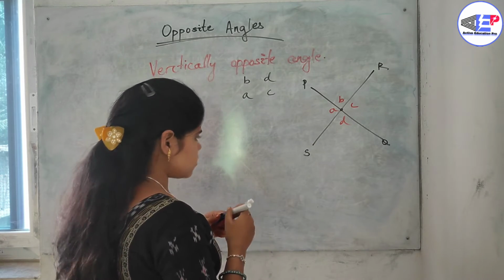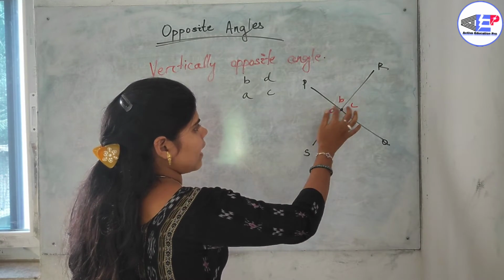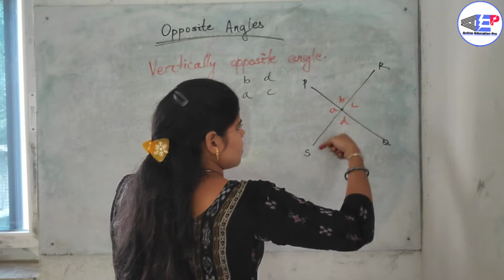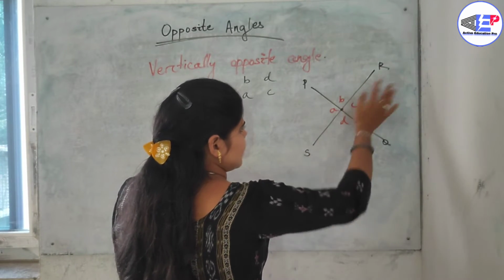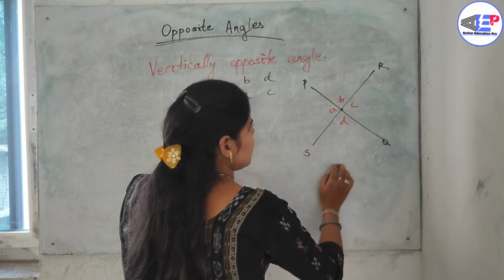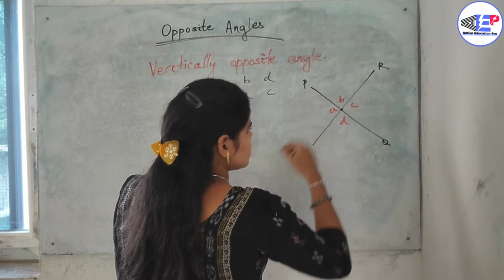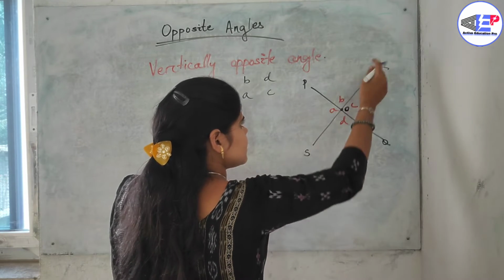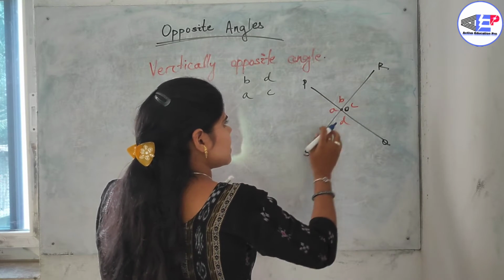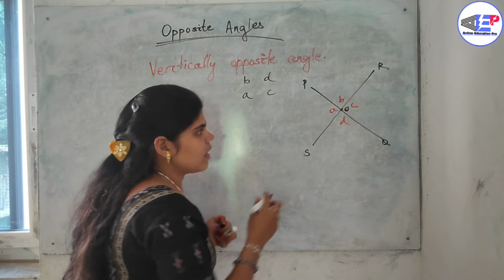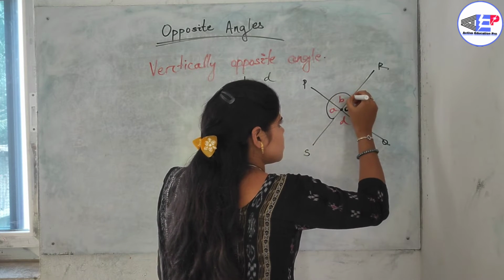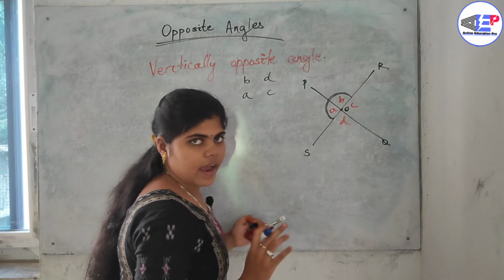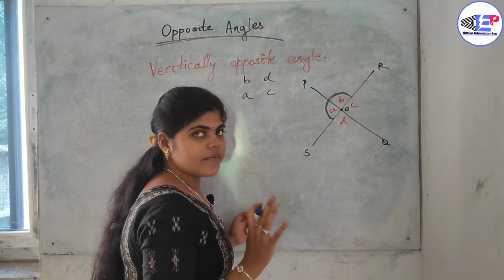Now derive the relationship between B, D and A, C. Look here. First consider the line segment SR, and the intersection point is O. SR is a line segment, and these two angles A and B are making a linear pair of angles.